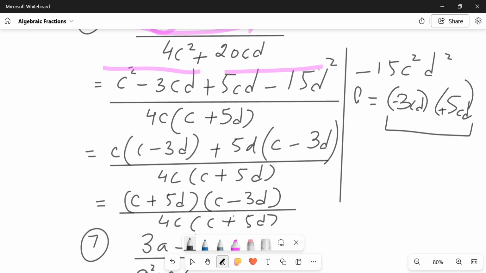Now cancel. Yes, c plus 5d and c plus 5d both are same. So what is the final answer, students? C minus 3d, right, over 4c. This is the final answer, right? Okay, let's solve another one.